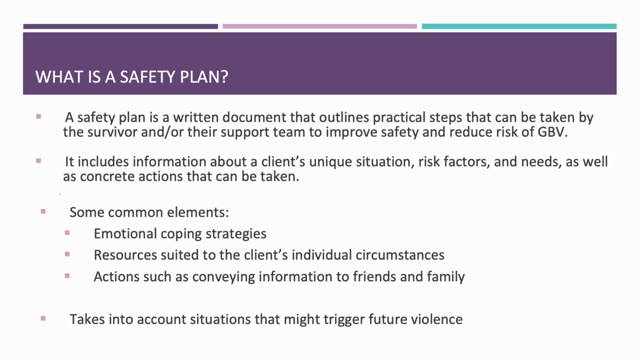By definition, a safety plan is a written document that outlines practical steps that can be taken by the survivor and/or their support team to improve safety and reduce the risk of GBV. The plan includes vital information about the client's unique situation, risk factors, and needs, as well as concrete actions that can be taken. Elements of a safety plan could include emotional coping strategies, resources suited to the client's individual circumstances, and actions they can take, such as conveying information to friends and family.